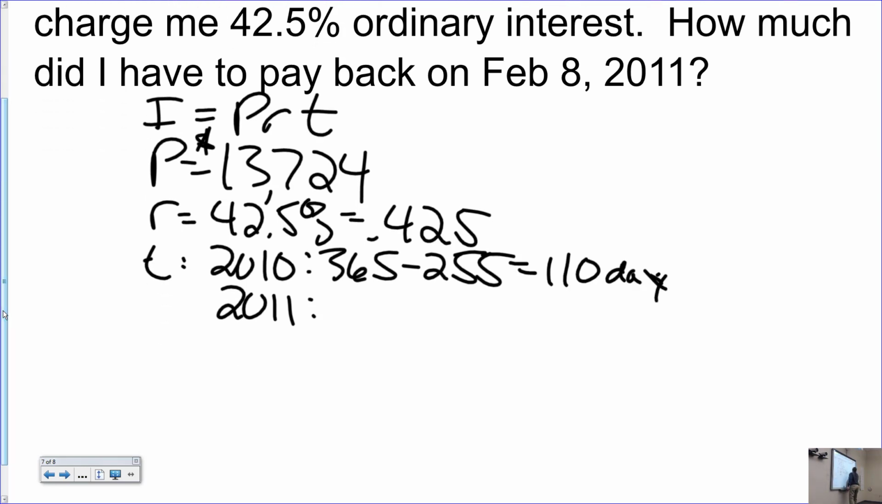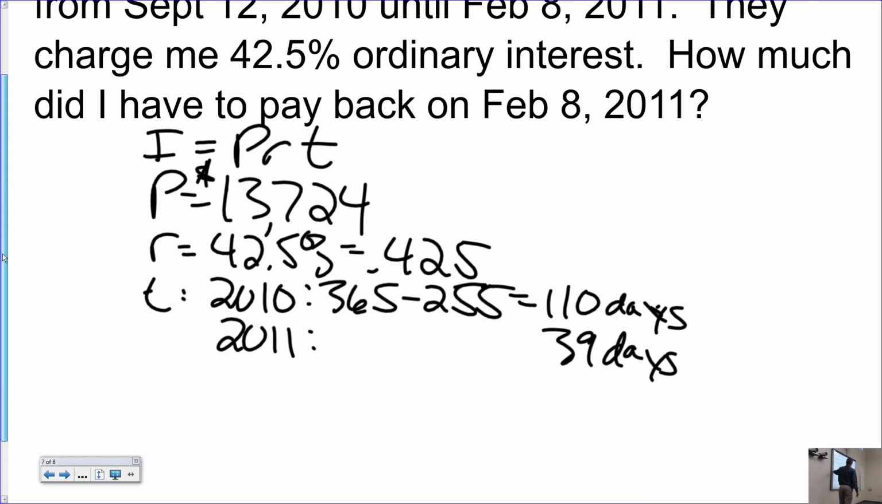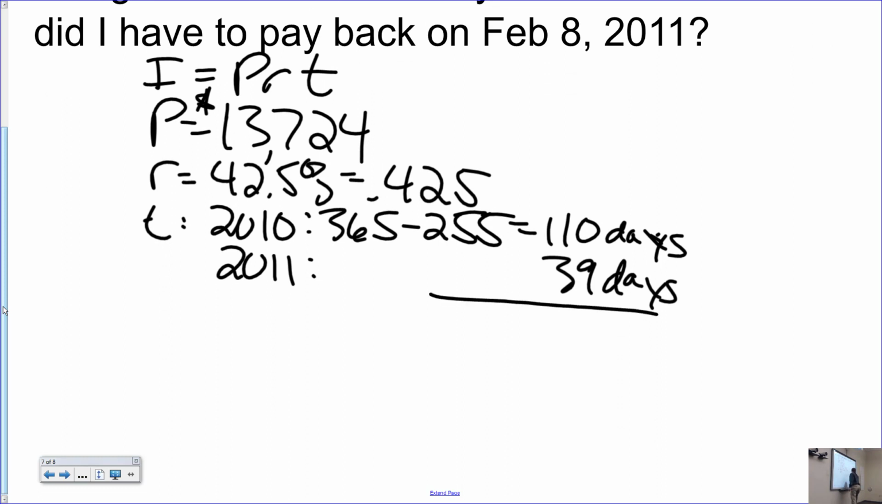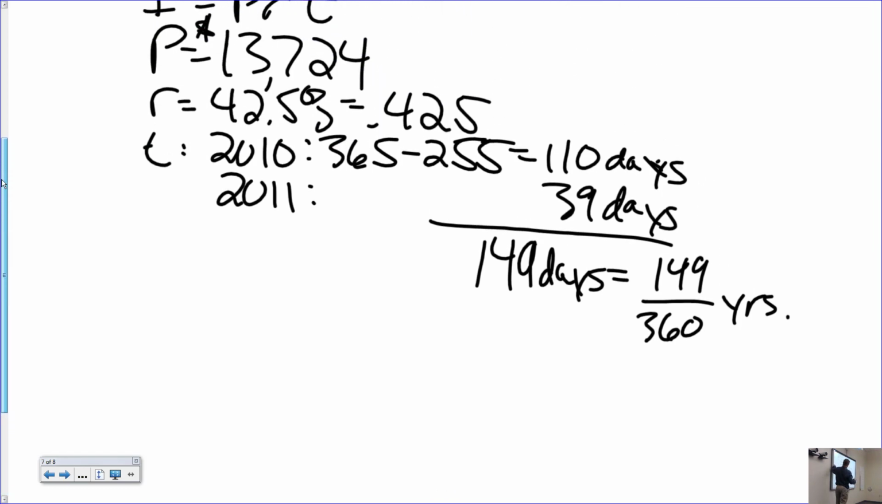So 110 days in 2010. What was February 8th? 39 days. And note that that's exactly the number that comes off the Julian calendar for February 8th. And so how many days total? 149 days. And now, folks, you use the fact that it's ordinary. To convert it into years, you put 360 in the denominator. Alright? And then it becomes another multiplication problem, right?